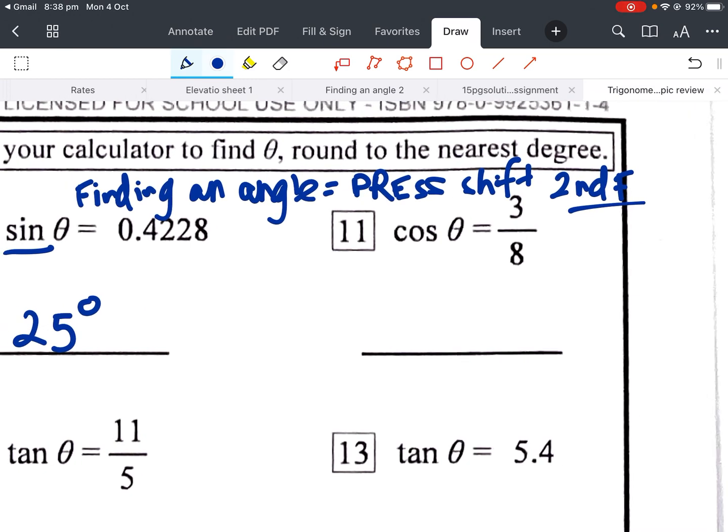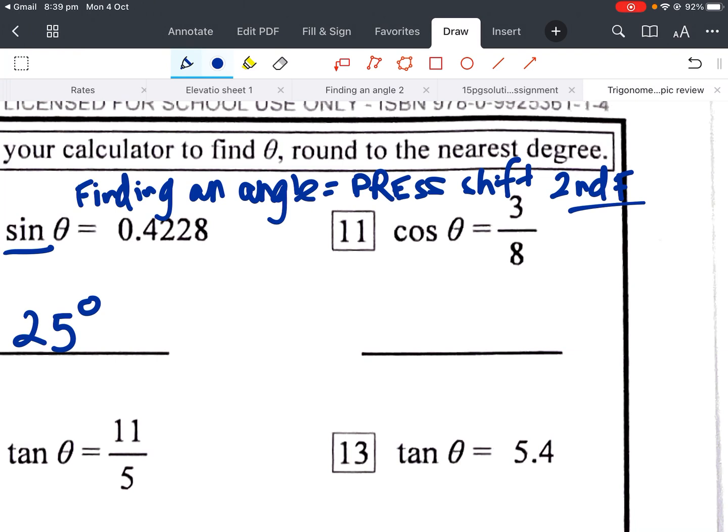All right, so 11, cos theta equals 3 over 8. So again, press shift or second function, then cos. You should get cos -1. Now either using your fraction key or your divided by, do 3 divided by 8, or do 3 over 8 if you want to use your fraction key. So I'm going to press my fraction key, put a 3 on top, arrow downwards, put an 8 on the bottom, arrow across, close my brackets, press equals.